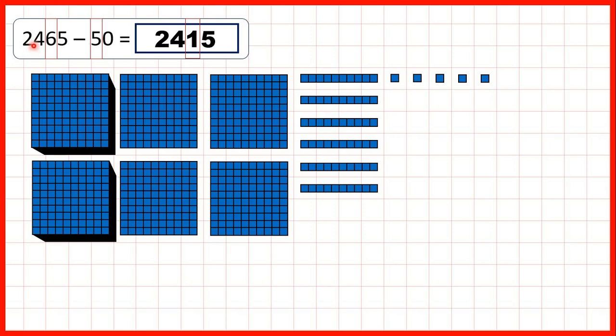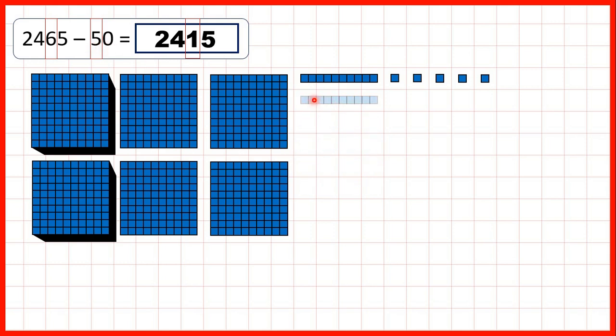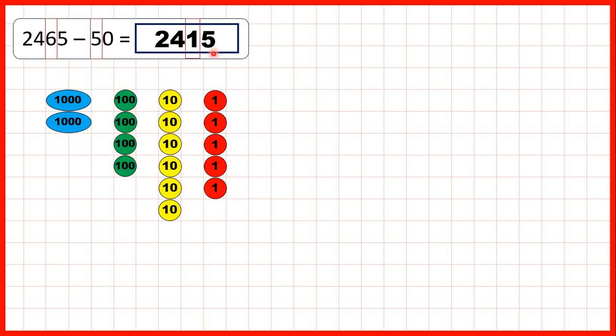First, we had 2,465. We were subtracting 50, so when we take away 5 tens, we have 1 ten in our answer, and all of our other digits stay the same. Or, using place value counters, we can see here 2,465, and if we subtract 5 of these tens, we can see that our answer is 2,415.